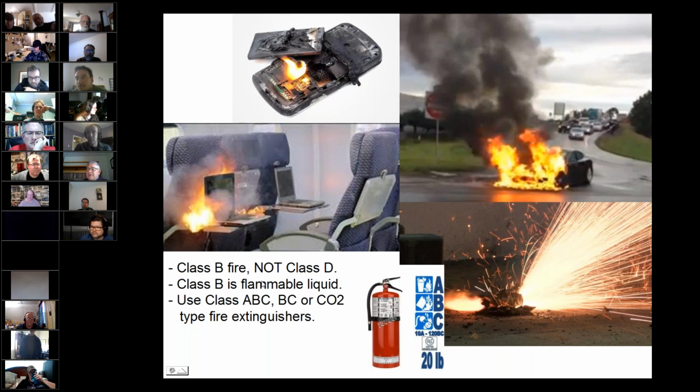Now, they're a Class B fire. Class B means that it's a flammable liquid. They're not Class D. Class D means it's a flammable metal. You can use an ABC, BC, or a carbon dioxide fire extinguisher on them. The lithium is not pure lithium. It's lithium in a compound inside. So it's actually a Class B, not a Class D fire, for those who know about firefighting.